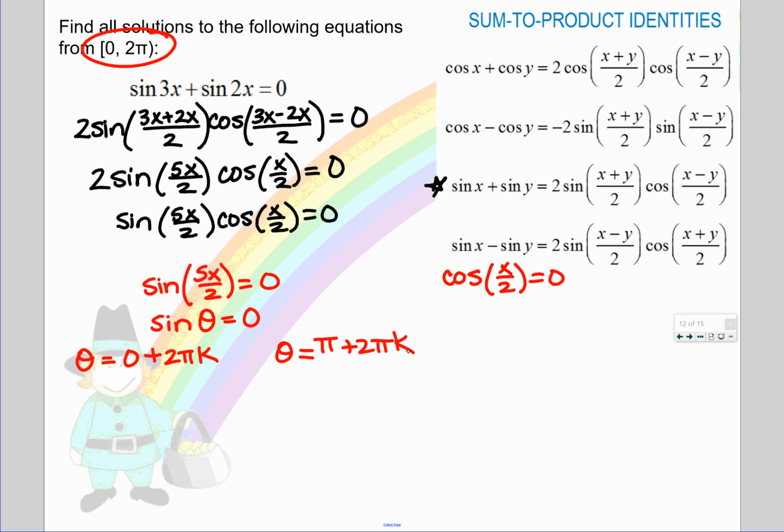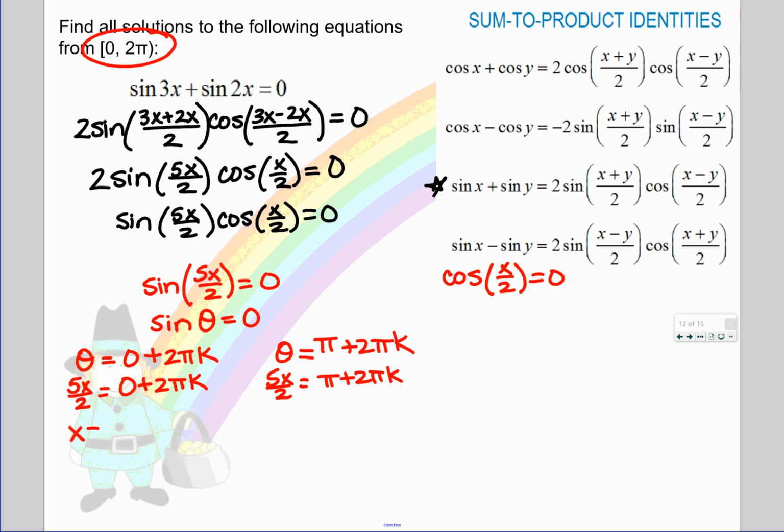Once I have theta solved for, put the angle back in. 5x over 2 equals 0 plus 2 pi k. 5x over 2 equals pi plus 2 pi k. And then, how do I get rid of that 5 over 2 in front of my x? Yeah, use the reciprocal. Multiply by 2 over 5. Or you could do it in two separate steps. Multiply by 2 and then divide by 5, however you want to do it.